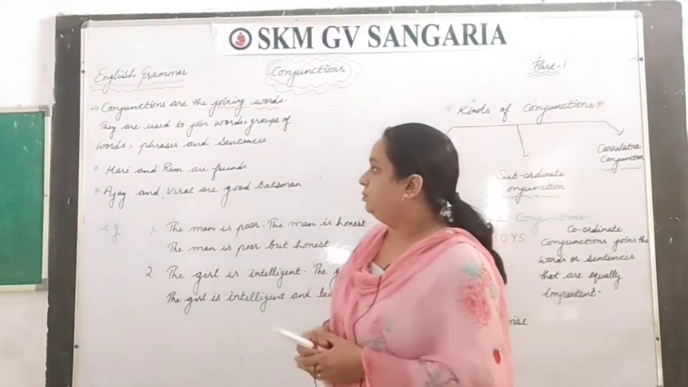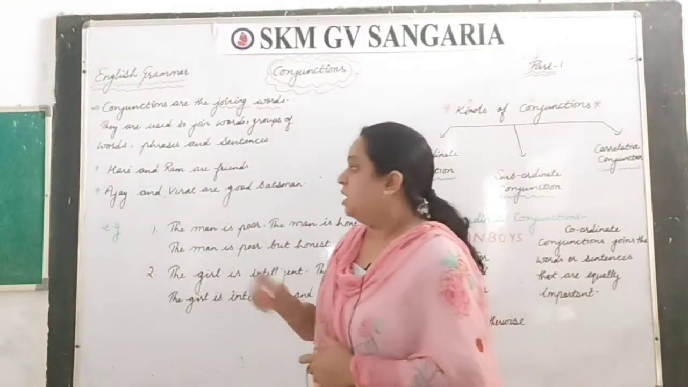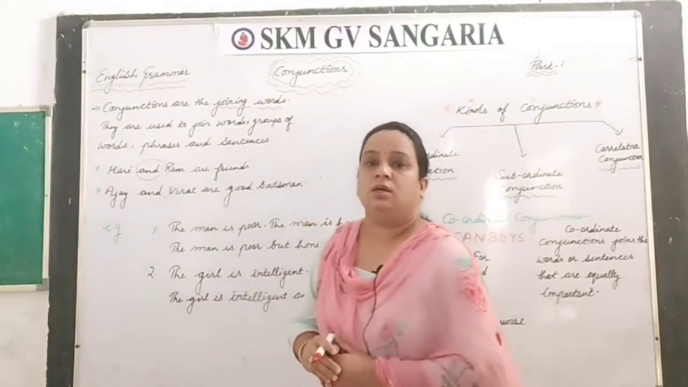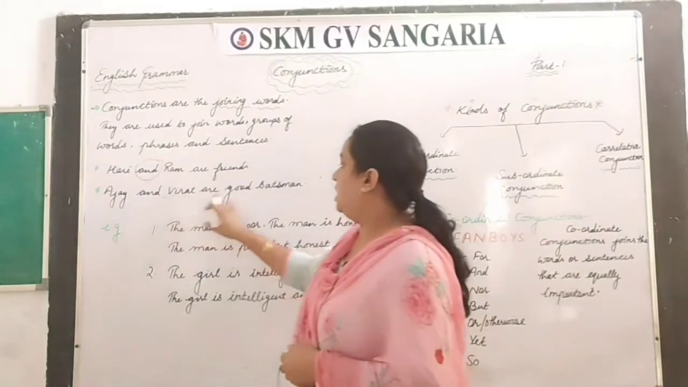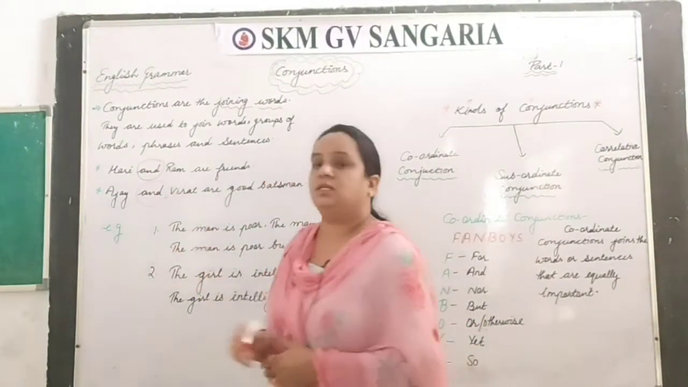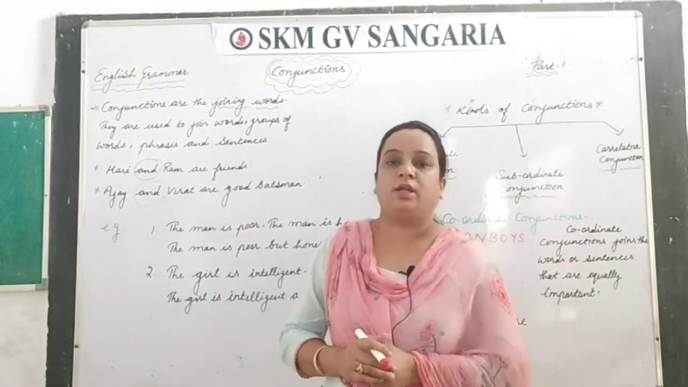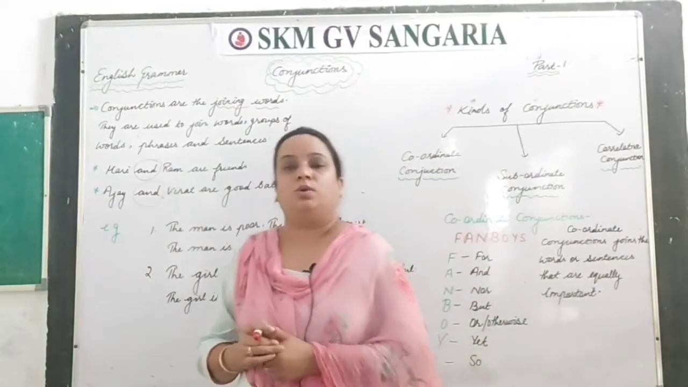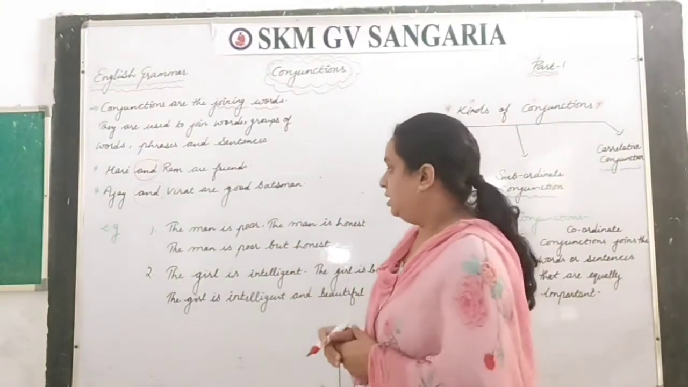For example, Hari and Ram are friends. So here I have used the word and. So this is working as a conjunction here. Second sentence, Ajay and Virat are good batsmen. So and again is a conjunction. Clear? So the words which are used to join two sentences, two phrases, or groups of words together are known as conjunctions.